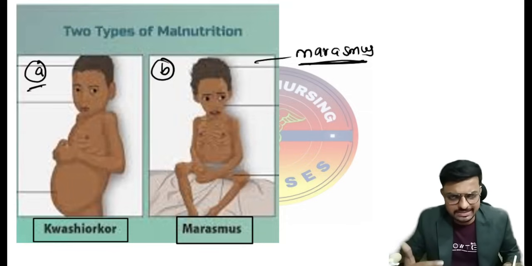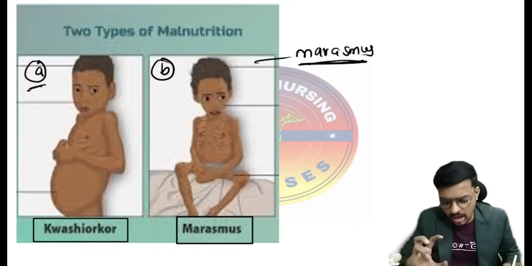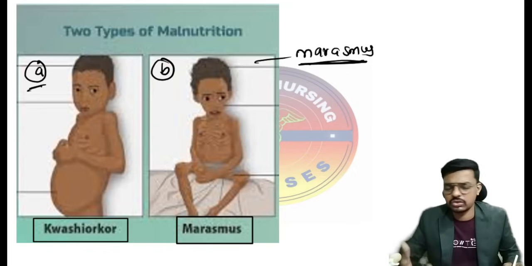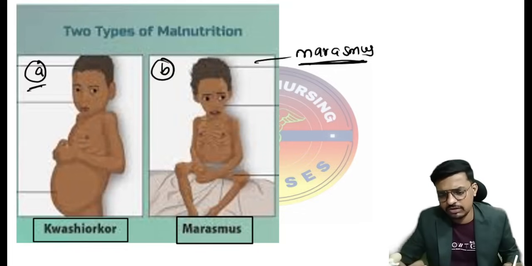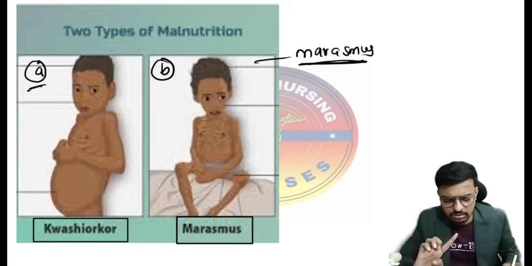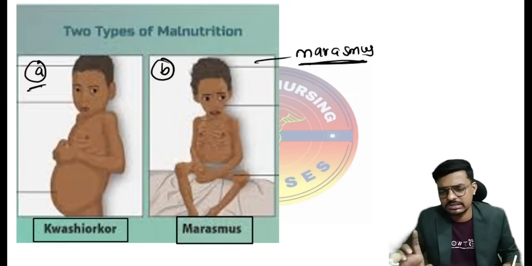So the body utilizes all the stored fat and stored protein, everything. When the body utilizes every stored fat, all the fat is finished. The child looks very thin, with a very lean body. So that is marasmus.